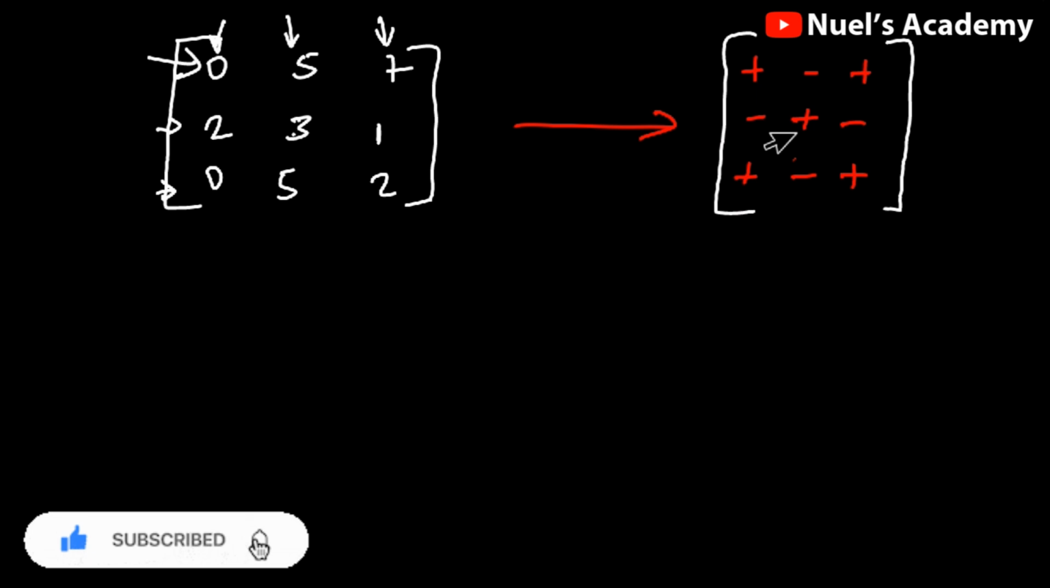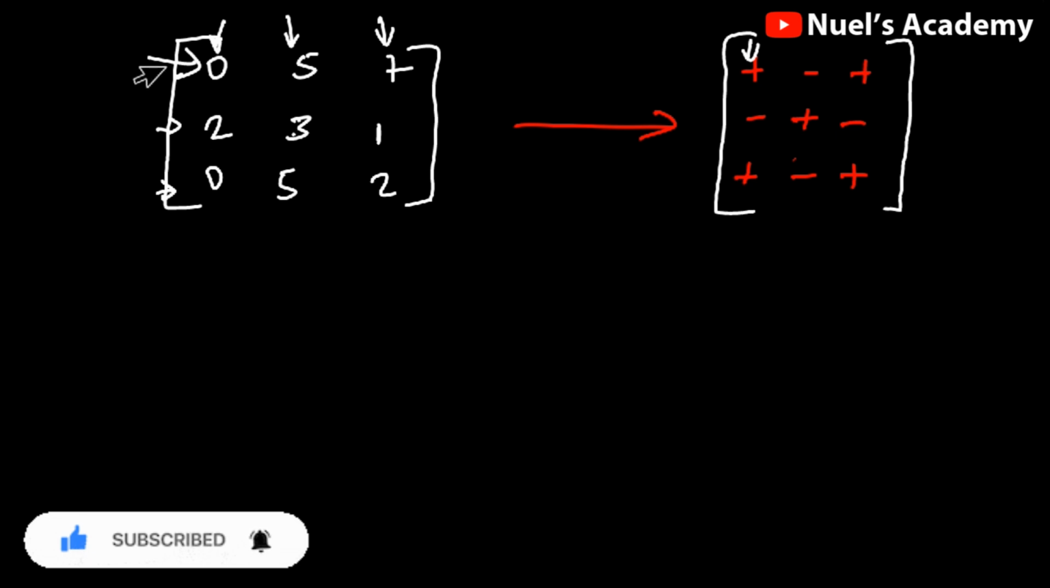follow these sign conventions. For example, if you want to use column 1, you make use of this sign convention: plus, minus, plus. If you want to use row 2, you make use of this sign convention: minus, plus, minus. If you want to use column 3, you make use of this sign convention: plus, minus, plus.